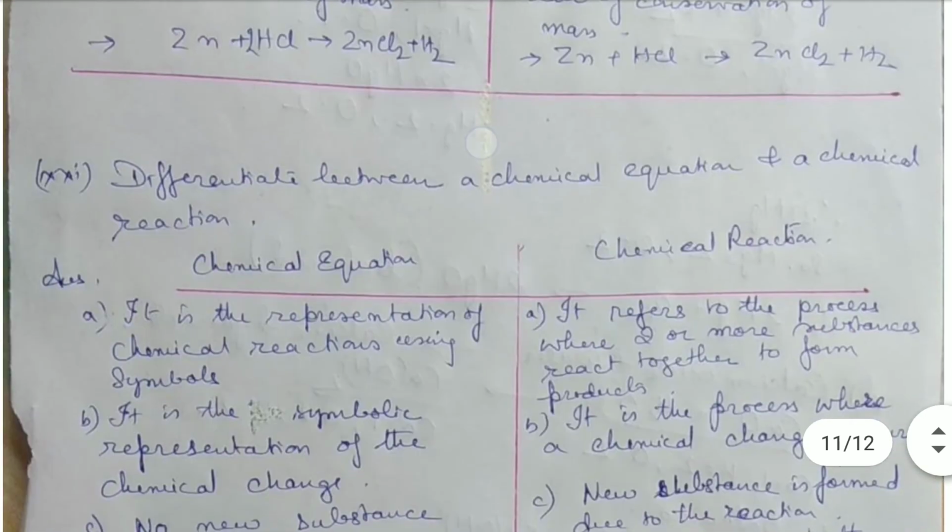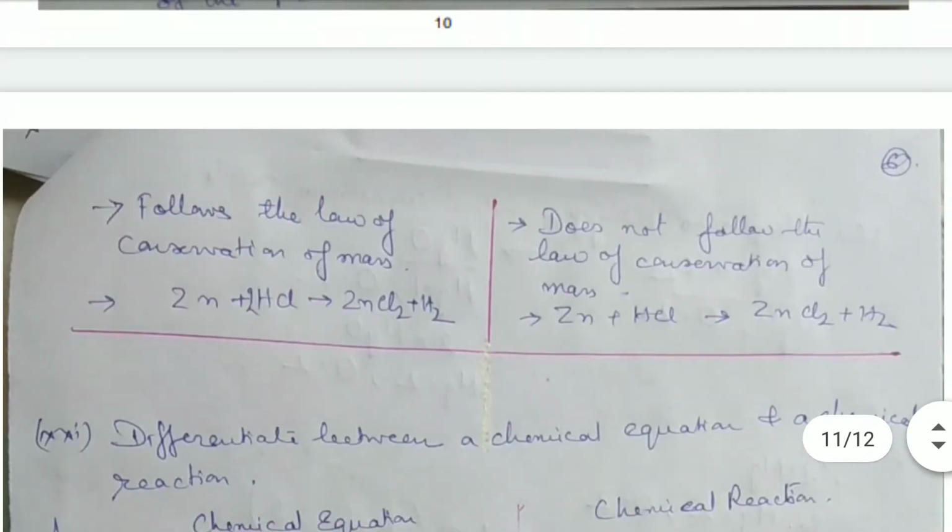Okay, next is: a balanced equation follows the law of conservation of mass, whereas an unbalanced equation does not follow the law of conservation of mass. An example is also given. Zn + 2HCl gives us ZnCl2 + H2. That's a balanced equation. Whereas an unbalanced equation, or you can call it a skeletal equation, is Zn + HCl gives us ZnCl2 + H2.